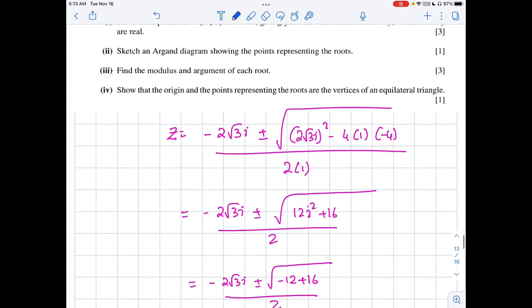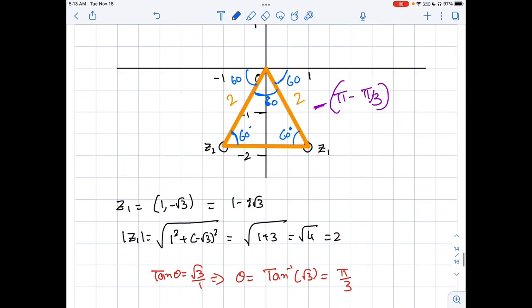Part 4. That's right, only one mark. Prove that all angles are 60 degrees.